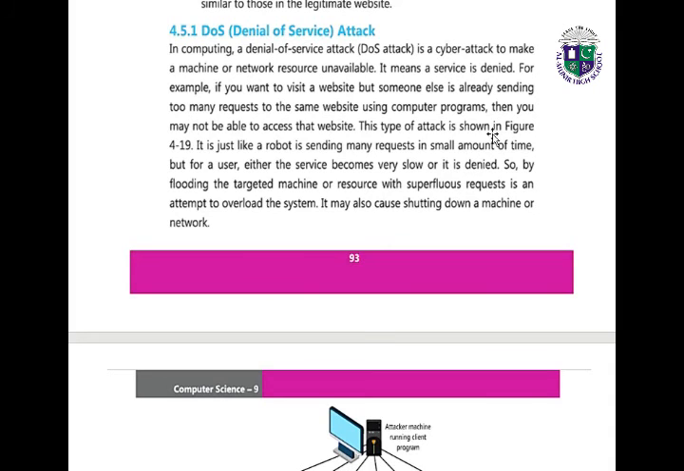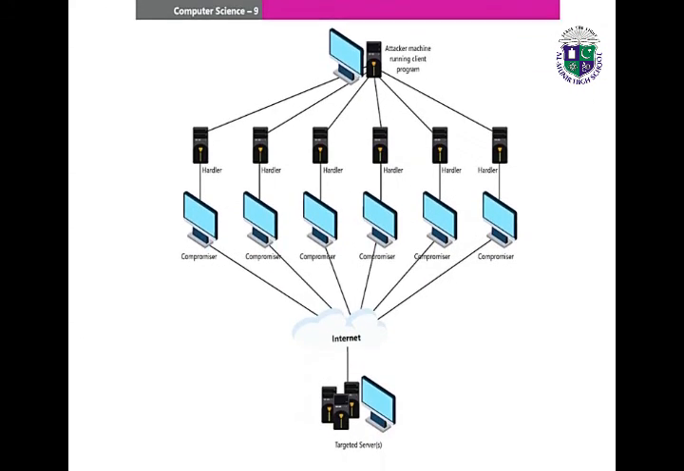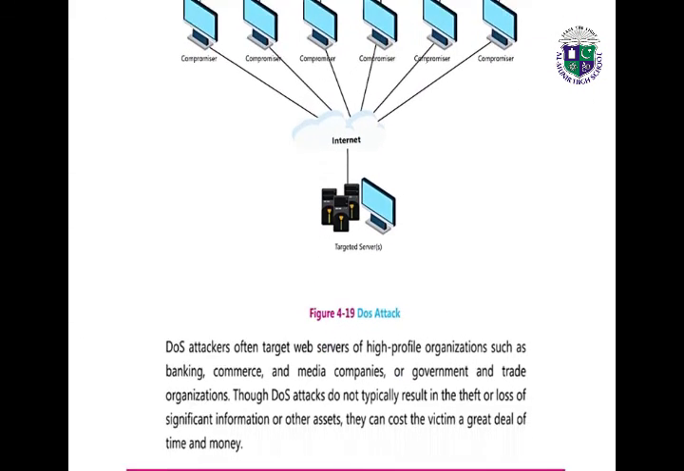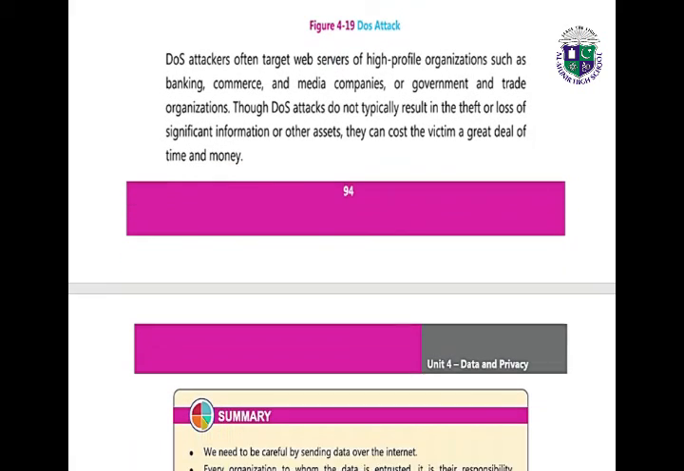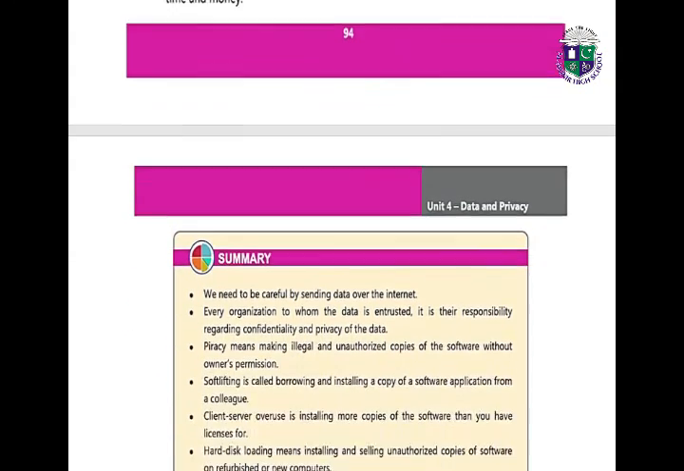This type of attack is shown in figure 4.19. It is just like a robot sending many requests in a small amount of time, but for a user the service either becomes very slow or is denied. So here we have the picture. DOS attackers often target web servers or high profile organizations like banking and commerce. Though DOS attacks do not typically result in the theft or loss of significant information or other assets.